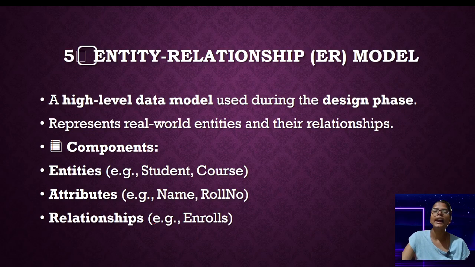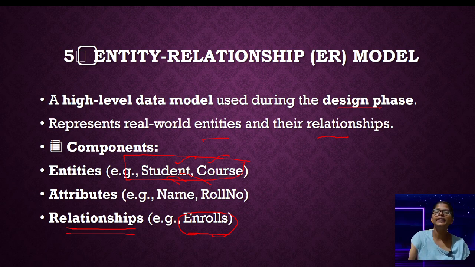The next one is the entity relationship or ER model. It is a high level data model used during the design phase. Here the data is represented in entities and their relationships. The entity is the main part; here the student is the main part, and student name and roll number come under attributes. The student's relationship is whether the student enrolls or registers, or any action. Students' actions come under relationship. This is called an entity relationship.